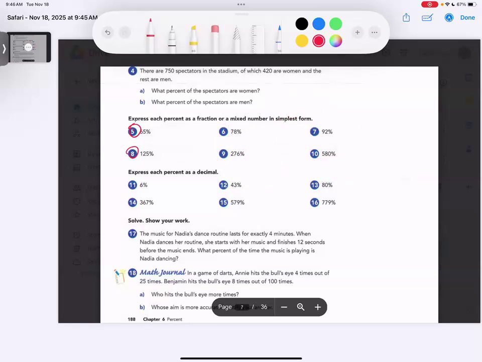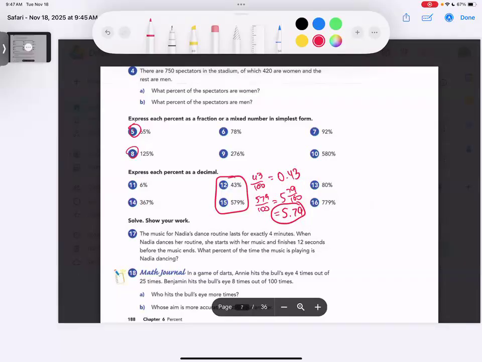And now we are expressing percentages as decimals, okay? So again, I'm just going to do these 2. 43% as a fraction is 43 over 100. 43 hundredths is 0.43. 579% is 579 over 100, which is 5 and 79 hundredths, or 5.79. And that would be your second solution there, okay? So again, pretty simple stuff, turning your percentages to decimals, all right?